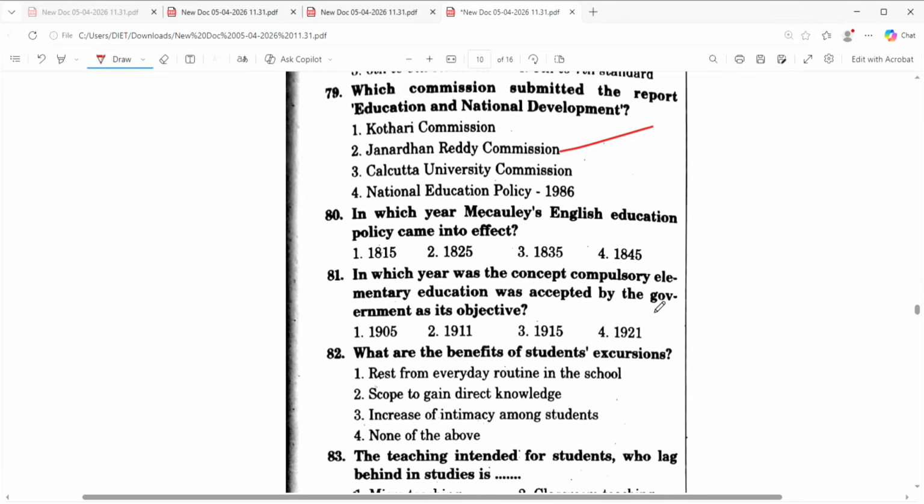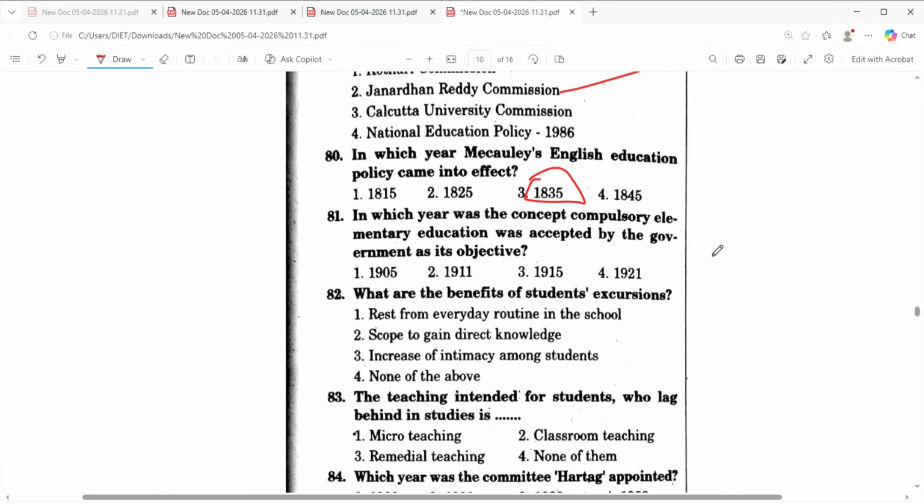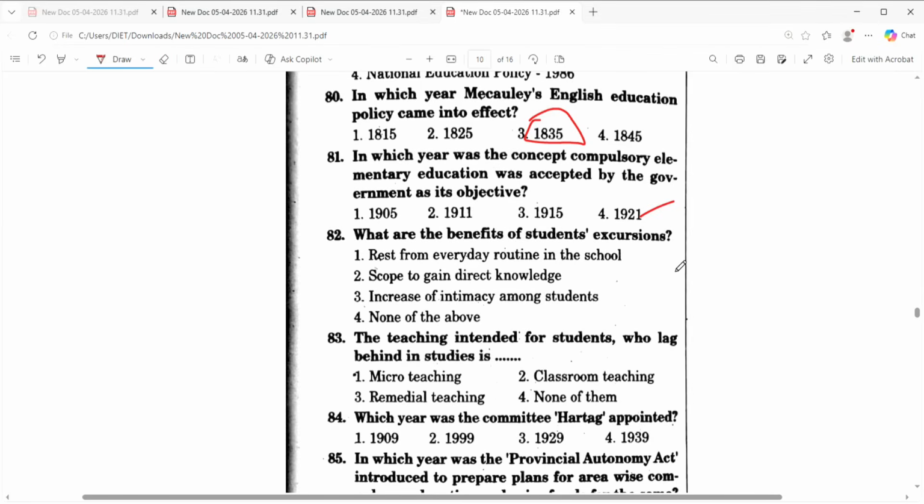In which year did Macaulay's English Education Policy come into effect? It should be noted by everybody, and the answer is 1835. Which year was the concept of compulsory elementary education accepted by the government as its objective? 1921.